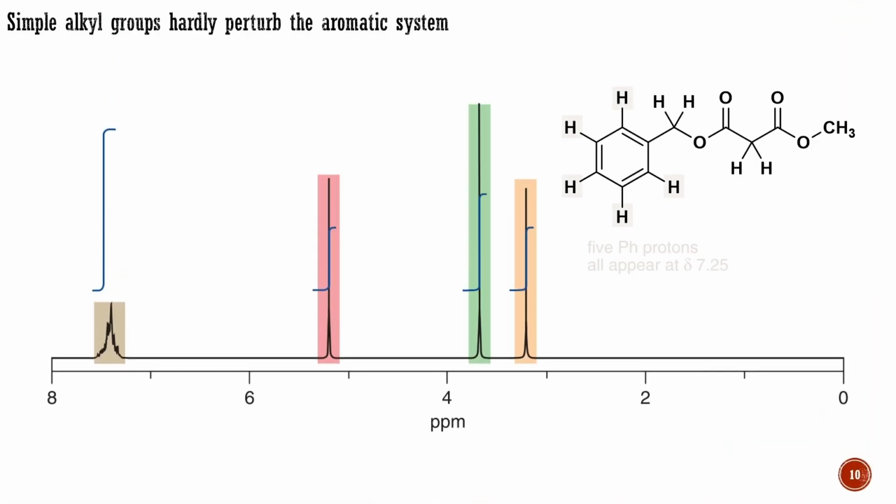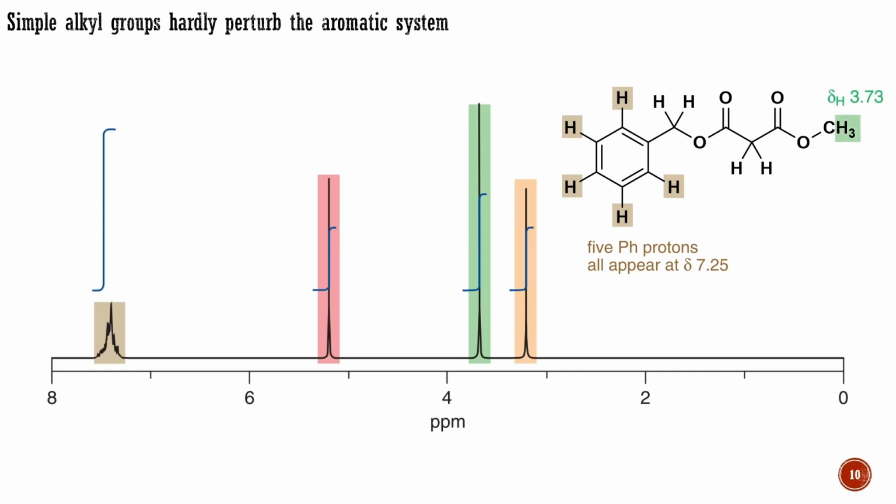Other groups, such as simple alkyl groups, hardly perturb the aromatic system at all, and it is quite common for all 5 protons in an alkyl benzene to appear as one signal instead of the 3 we might expect. Here is an example with some non-aromatic protons too. You saw another in the previous lecture for the benzyloxycarbonyl protected amino acid. The 5 protons on the aromatic ring all have the same chemical shift. Check that you can assign the rest.